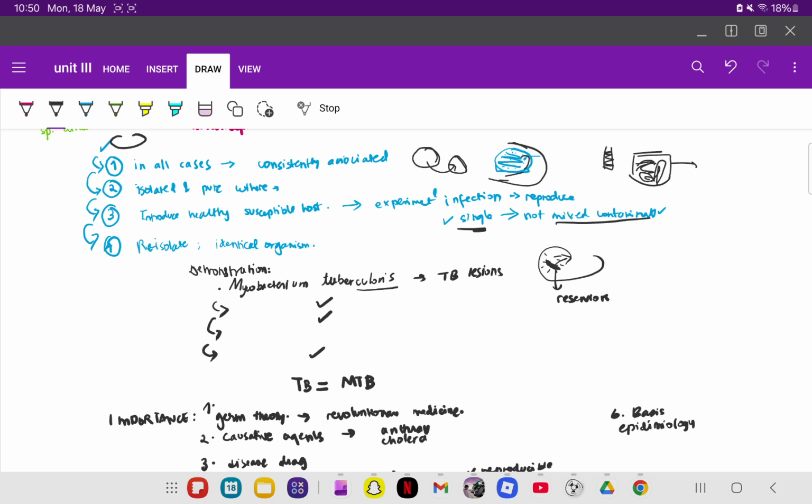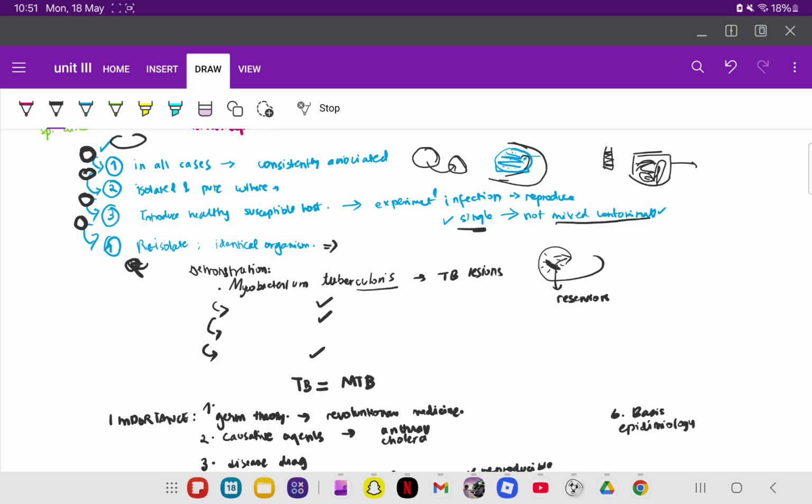Now the fourth is kind of reaffirming it. You re-isolate it from this new experimentally infected host, and you would see the identical organism. You would have extracted the identical organism, right? So first, you see that disease manifestation, you isolate and grow it, you experimentally infect a healthy host, and you re-isolate and confirm the presence of that organism. This is affirming that the disease that manifested here was due to the presence of the organism that we inoculated.